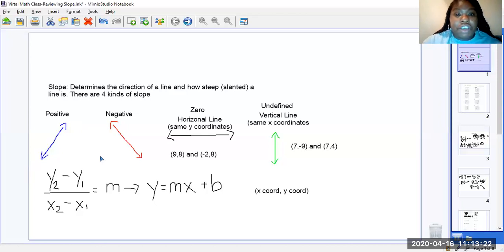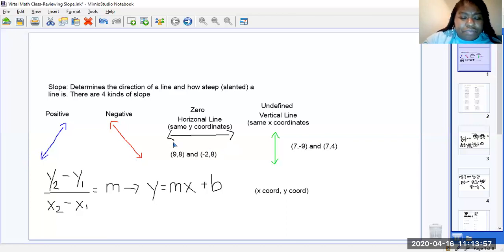Same thing with the negative slope. The only difference is it's the opposite. The further right you go and the line is going down, it is a negative slope. So again, do not be confused with the quadrants, and I'll get into that again momentarily. But remember, the further right you go, if your line is going down, it's negative, and if it's going up, it is a positive slope.